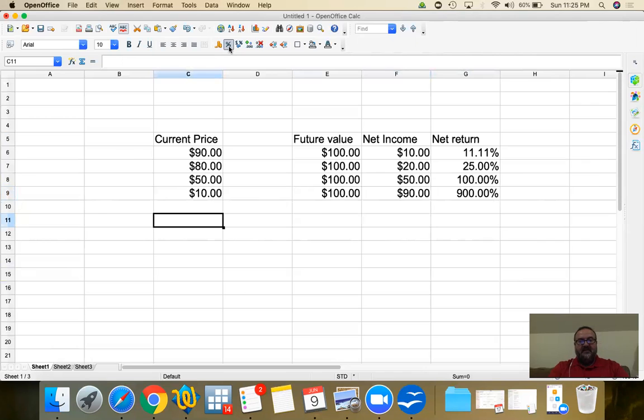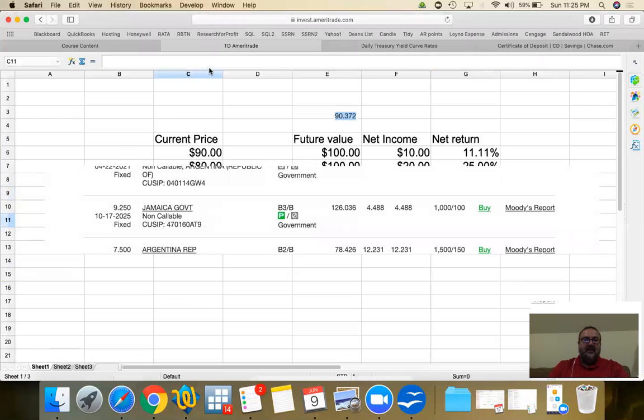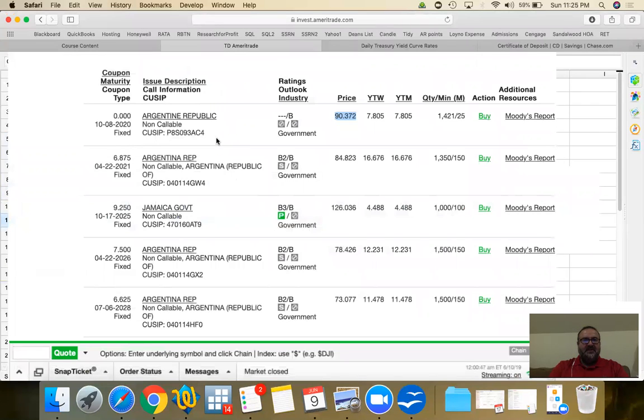Now, let's take a look. In this specific example for this Argentinian bond, we are paying $90 and we're going to receive $100 on October 2020, and our yield to maturity based on this is 7.8%. We are paying $84 right here, and our net yield to maturity is 16%.